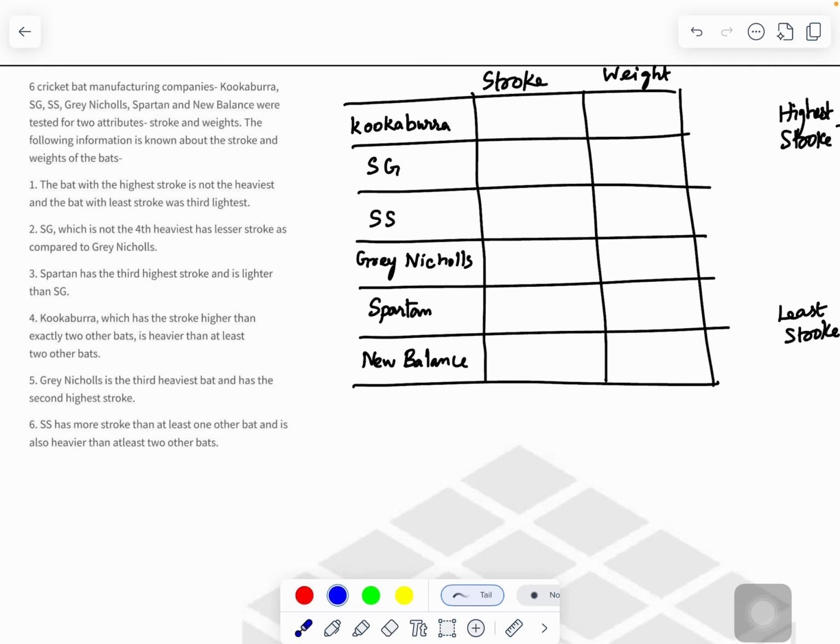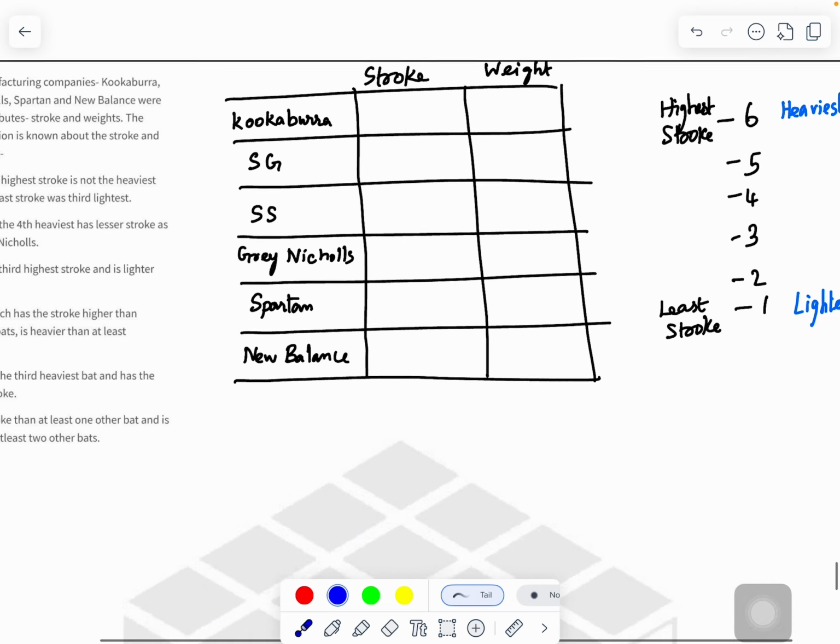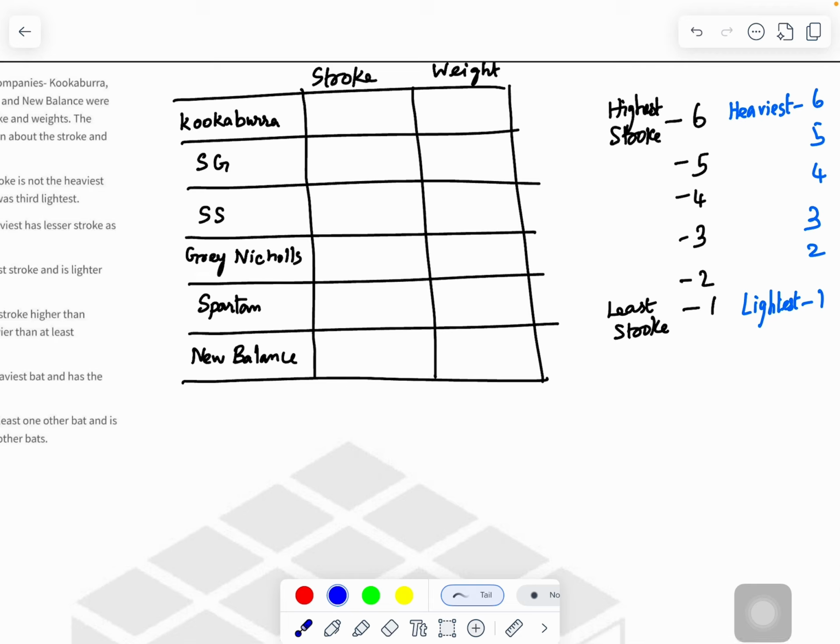But if they are using something like highest stroke, heaviest bat, lightest bat, then we need to define for what we are going to write the number 1 and for what we are going to write the number 6. So let us define it like this. Whenever they say a bat has the highest stroke, I am going to write the number 6. Whenever they say a bat has the least stroke, we are going to write 1. And second highest stroke, we are going to write 5, etc. So this is how we are going to define it.